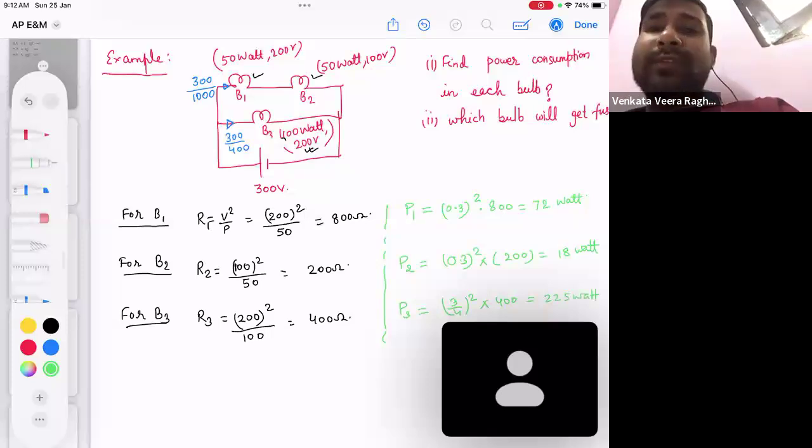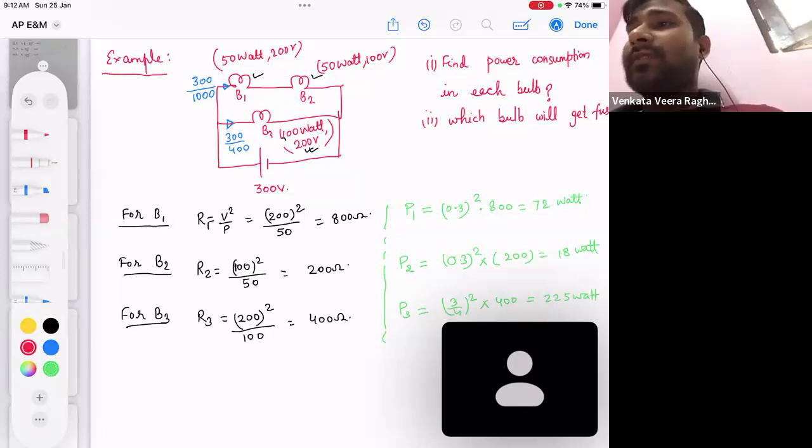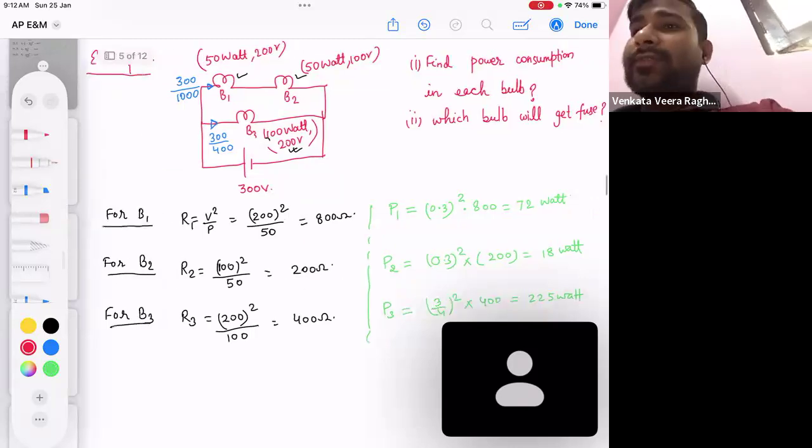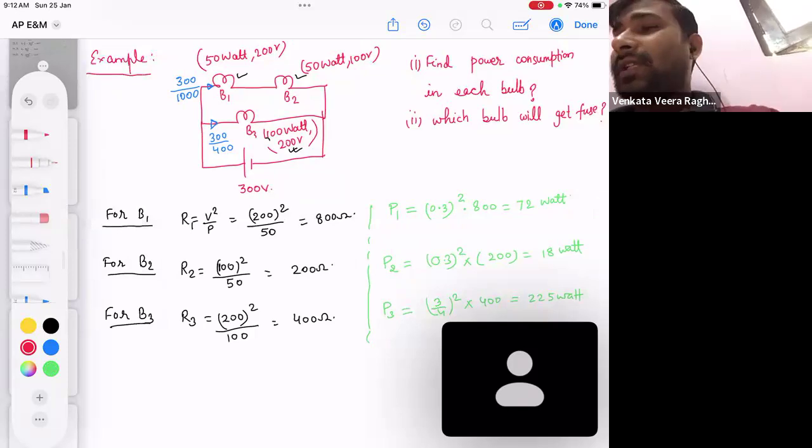Can you tell me which bulb gets fused here? After calculating the power, what did we come to know? Rated power of bulb 1 is 50 watt. Matlab, the maximum power which can be consumed in bulb 1 is 50 watt. But you see here, what is the power getting consumed in bulb 1? 72 watt. So that means what? Bulb 1 gets fused.